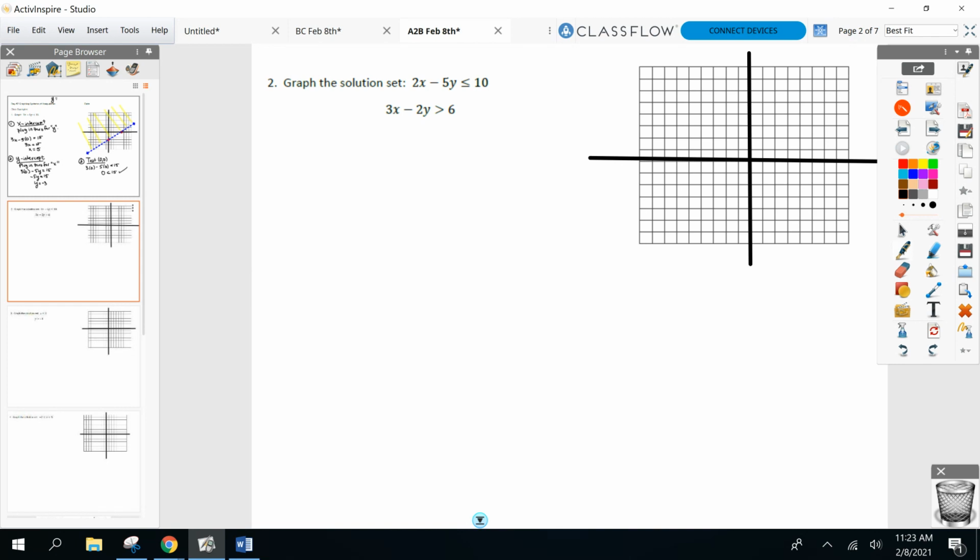All right, got the x and y axes drawn in. All right, let's take 2x minus 5y less than or equal to negative 10, and let's find the x and y intercepts. So my x-intercept, plug in 0 for y. Always plug in for the opposite variable. So 2x equals 10, because I know 5 times 0 is just going to be 0. So your x-intercept is 5.